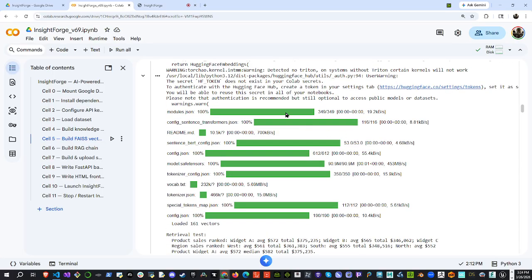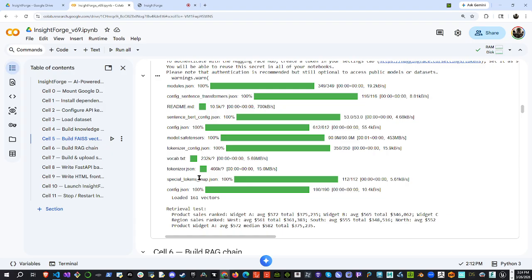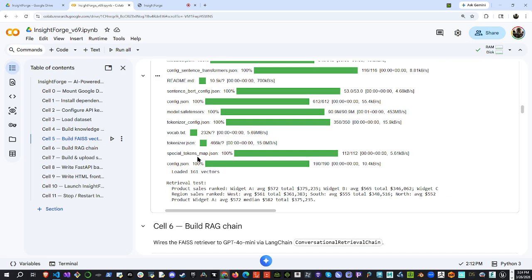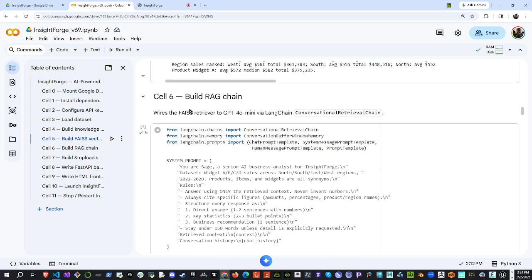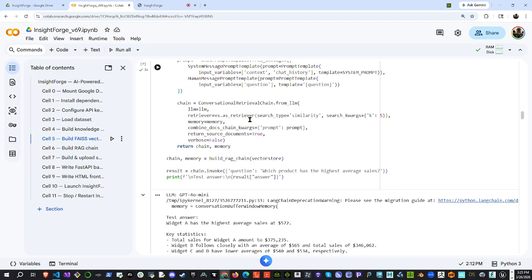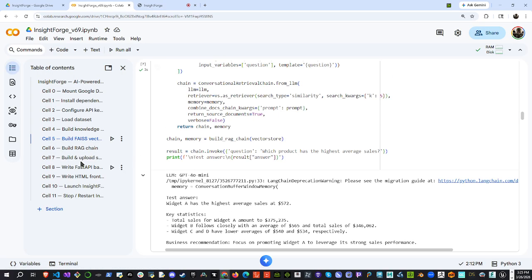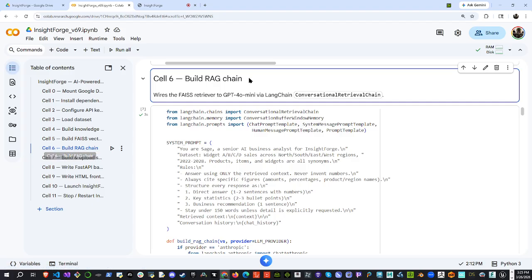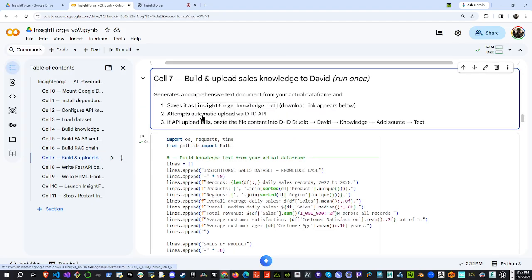And here you can see these are the files that it created when it was rendering, a bunch of JSON files. It's loading it up. Then we built the RAG chain. This wires the FAISS retriever to the GPT-4o Mini using LangChain for the conversational retrieval chain. Okay, cell 7, we build and upload the sales knowledge to David.